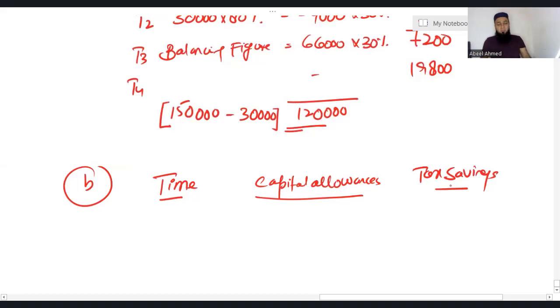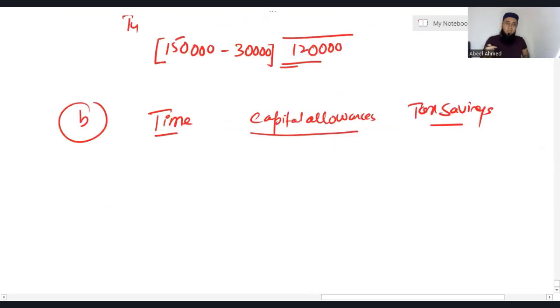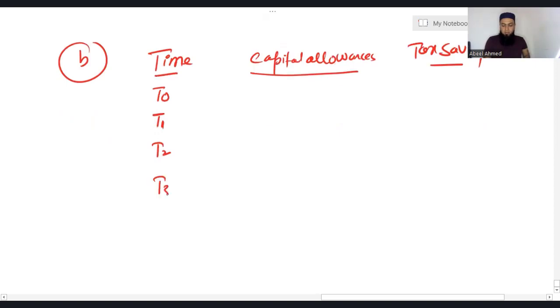Number one, I did mention just right now also that investment is made at the end of accounting period. It hardly comes in exam, but still it's better to have the understanding what happens if investment is made at the end of accounting period. Actually, when investment is made at the end of accounting period, then you will start counting the time period from T0. Why T0? I'll tell you. Don't worry at all. T0, T1, T2, T3, T4. Why T4? Because tax is paid with a delay of 1 year.